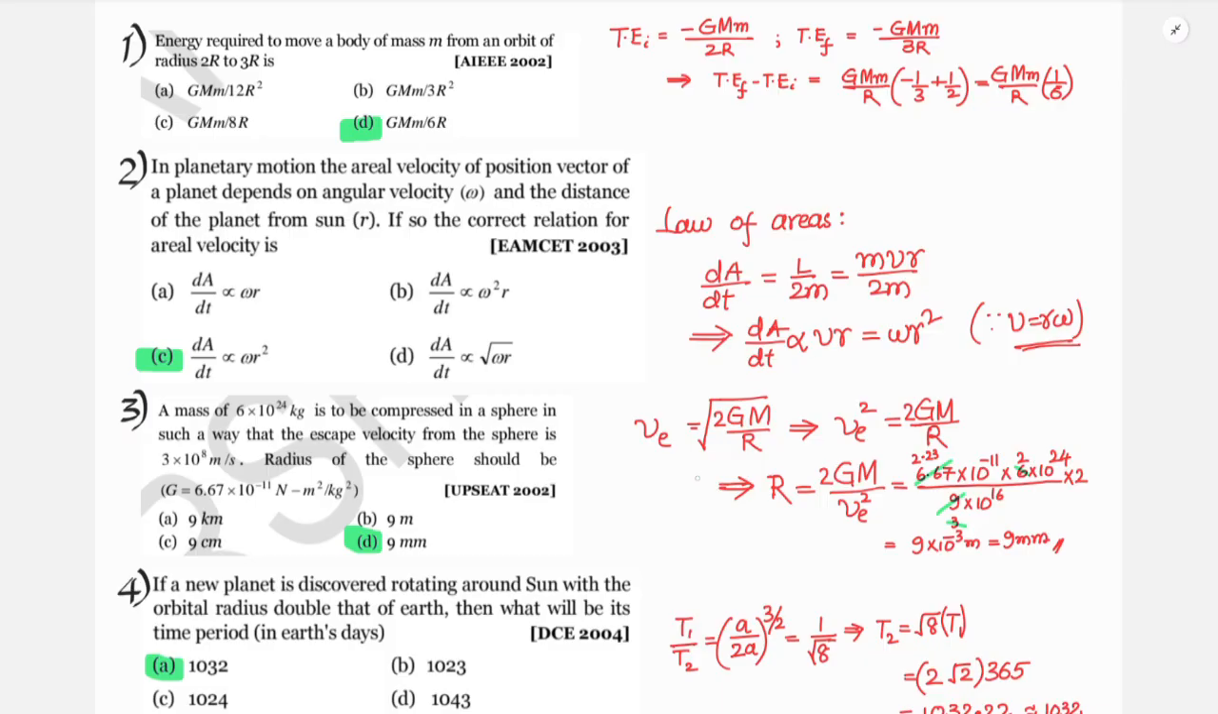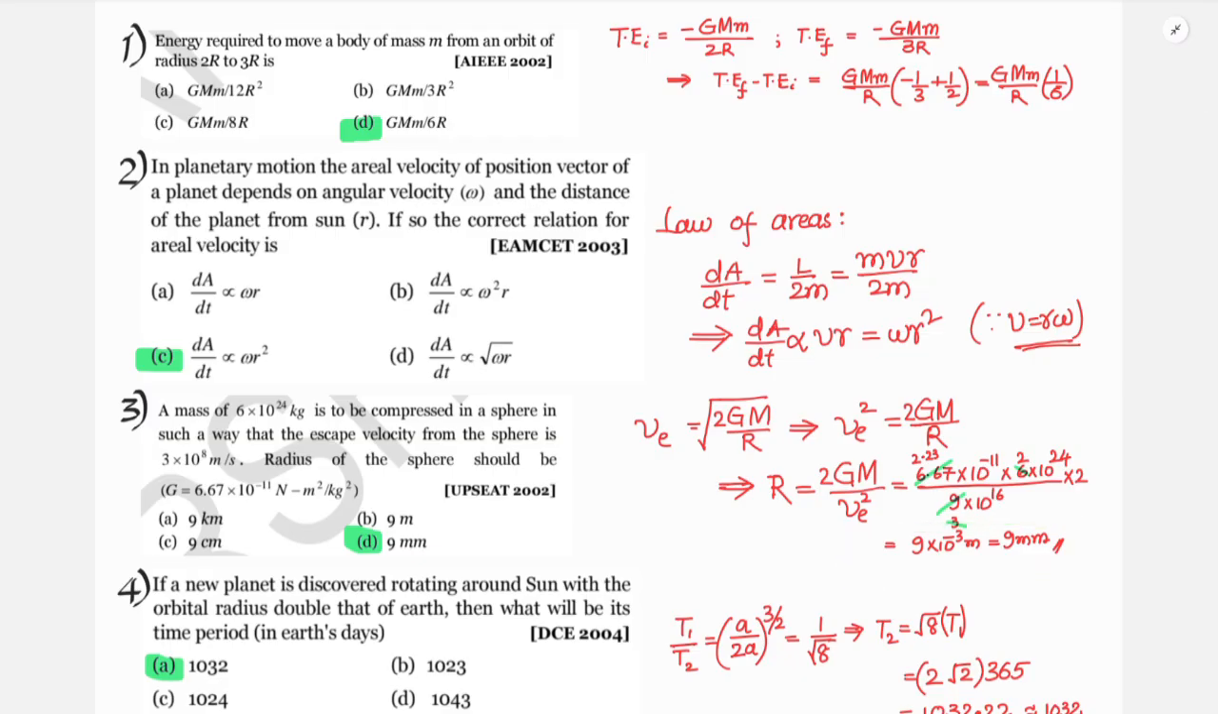Now, how much should the radius of the sphere be? Simply use the escape velocity formula, escape velocity equals root of 2GM by r. Now you need r, so square both sides, and you will get r equals 2GM by v square. Now substitute all the values: 2 into G value 6.67, which is already provided, then mass by velocity of light square, 9 into 10 power 16. If you simplify this, you will get 9 mm.